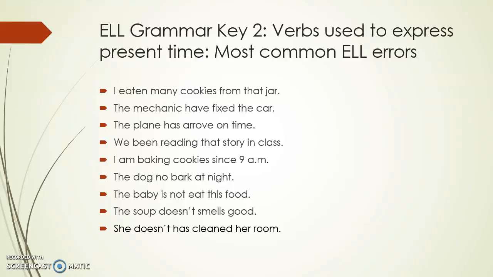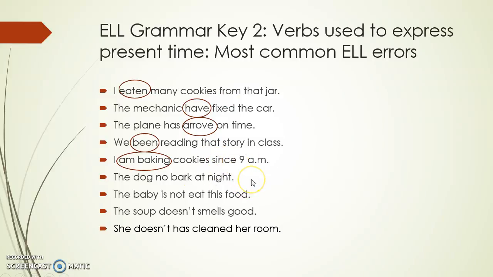Other mistakes made, I eaten many cookies from that jar. If you're using the present perfect, then you shouldn't forget to use have. I have eaten many cookies in the jar. The mechanic has fix the car. Wrong past participle, the plane has arrived on time. We be reading the story in class. You're missing the have. I am baking cookies since 9 a.m. There's a wrong verb tense. Remember that when we have since, we are going to use the present perfect.